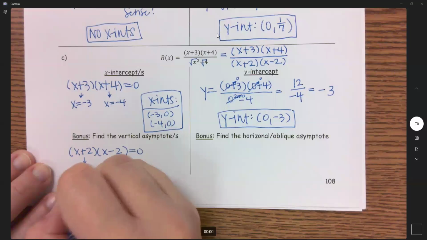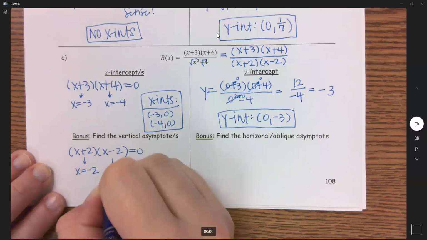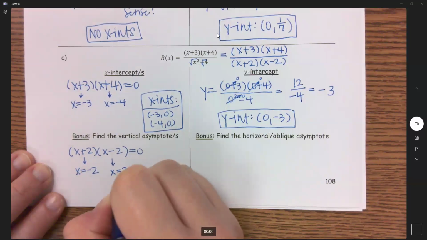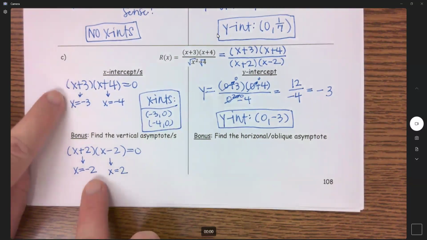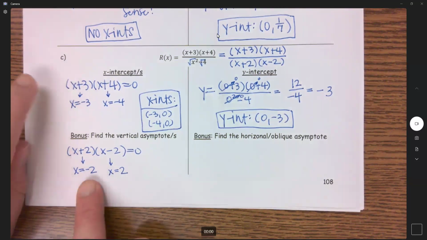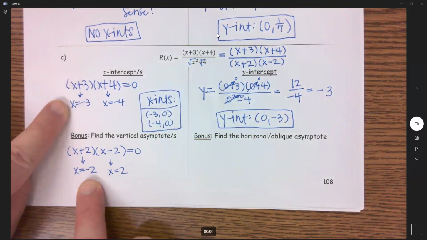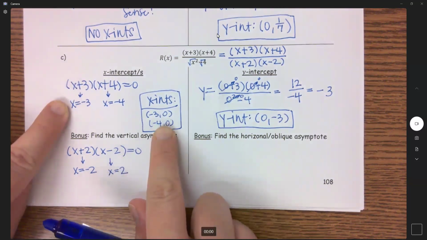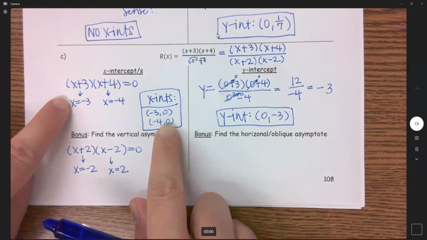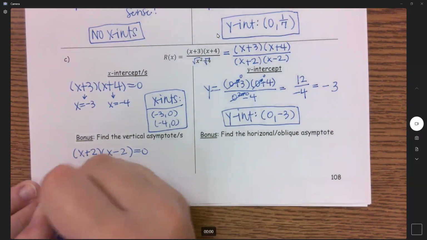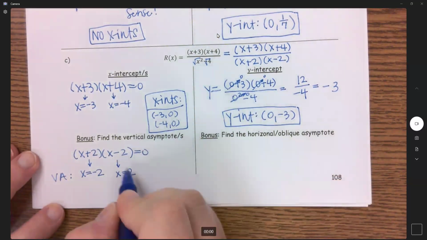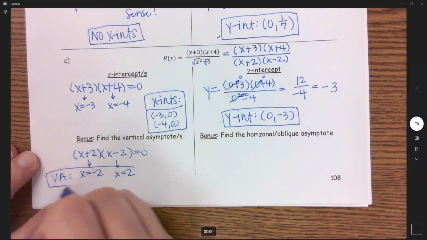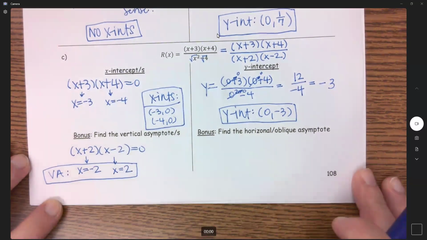Here I get x equals -2, and here I get x equals 2. See how similarly these are wrote? It's hard to determine that I'm talking about x-intercepts here and vertical asymptotes here when it's wrote in the exact same form. So that's why we like to write these as ordered pairs. So now this tells me that I have vertical asymptotes at x equals -2 and x equals 2.